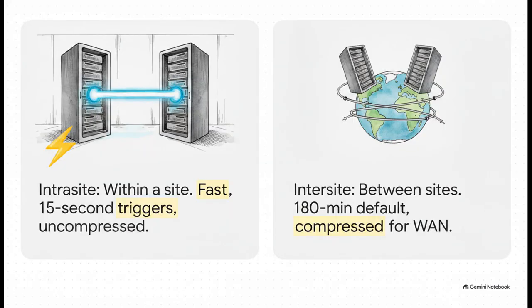Because you should always have at least 2 domain controllers for fault tolerance, they constantly need to sync changes. And they do this using 2 very different replication speeds. If they're sitting in the same physical site, intra-site replication is nearly instant, triggering in about 15 seconds. But if they are across the globe from each other, inter-site replication drops to a 180-minute default and heavily compresses the data to save your precious WAN bandwidth.